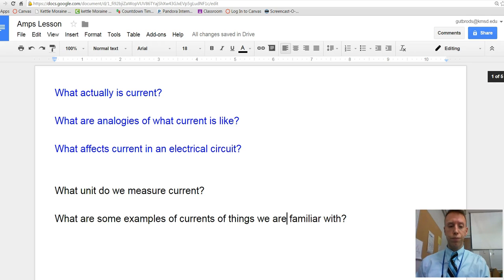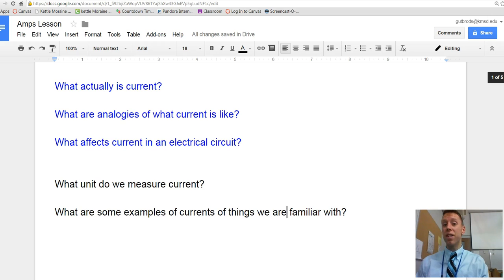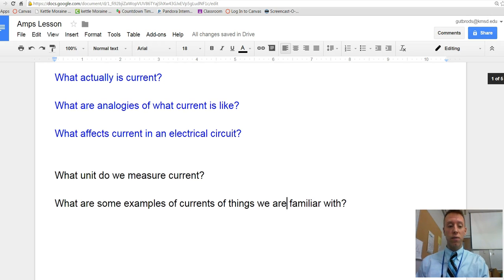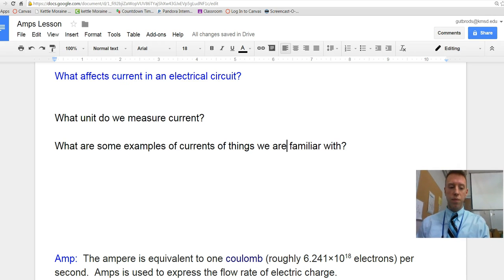So let's move on. What actually is current? If we look at the actual scientific definition, it's kind of a mouthful. Let's take a look at it though. First of all, the amp is how we measure current. An ampere, so current in an electrical circuit, is equivalent to 1 coulomb per second. So amps or current is used to express the flow rate of electric charge.